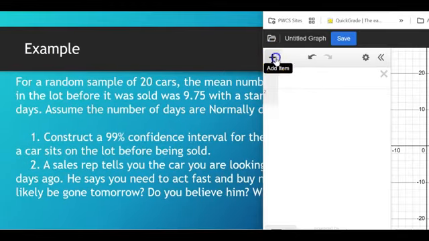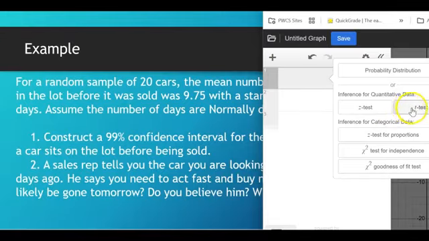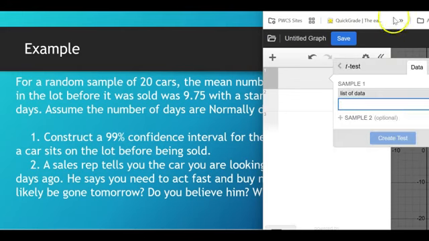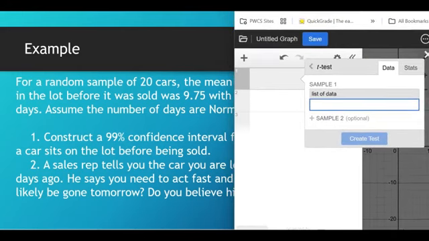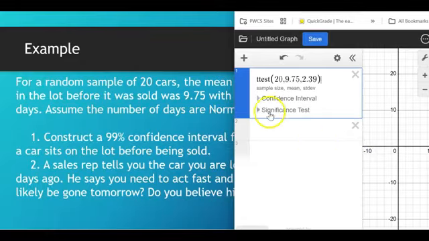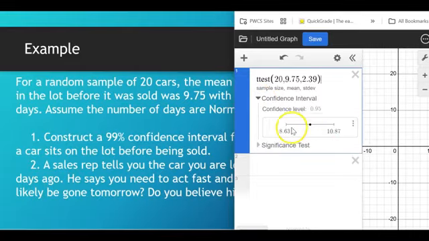Okay, so in Desmos, plus sign, inference again. This time we want the t-test. Okay, so last time we did z-test. This time we want t-test. Let me slide this over a little bit so you guys can see. All right, again, we're picking stats, and then we're going to enter in our information. So we had a random sample of 20 cars. They had a sample mean of 9.75, and they had a standard deviation of 2.39. Okay, create test, and then we want the confidence interval. All right, and so now I want a 99% interval, so I'm going to change that to 0.99. And there is my interval from 8.221 to 11.28.